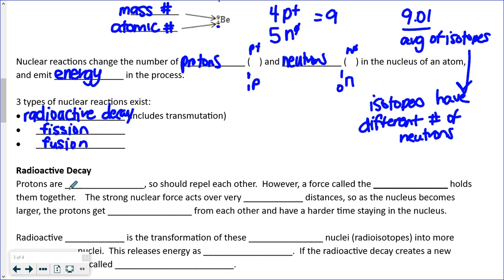Protons, we know, are positively charged. If you have more than one proton, those should repel each other, right? Having lots of positive charges, those should have repulsive forces between them. However, there is a force called the strong nuclear force.